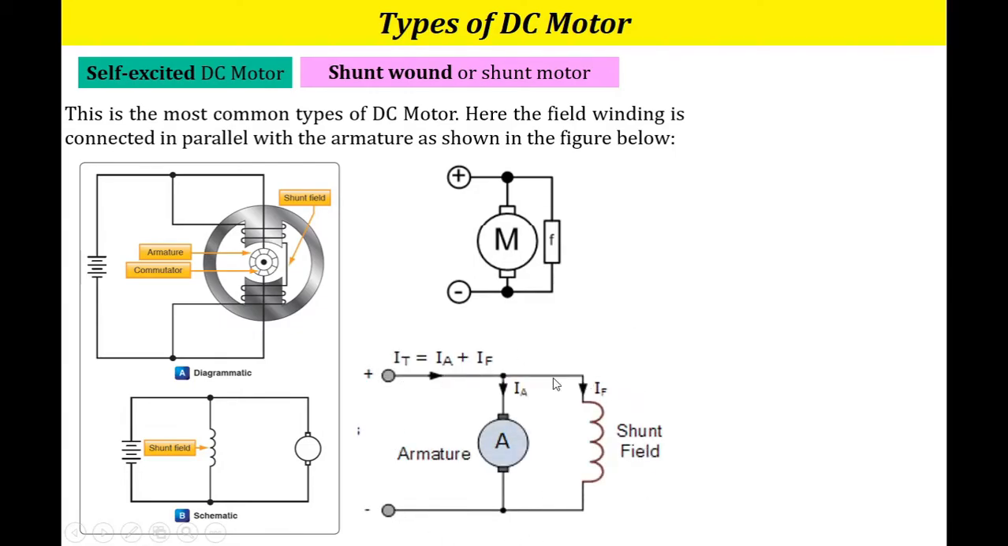So this is the diagram that we are going to use here for understanding the shunt type of motor. So this will be the armature. Now the current is IT equal to IA plus IF. Here IT is the total current. IA is the part of the current which will flow through the armature, that is armature current IA, and part of the current will flow through the shunt connected field winding. So this will be the current flowing through a field winding.